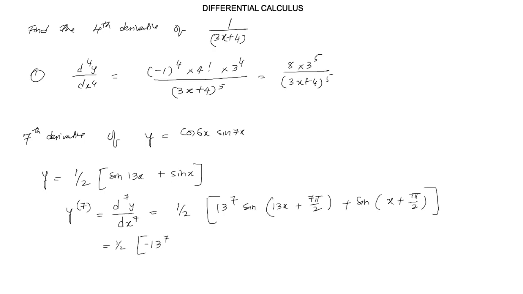After simplifying, this is 1 by 2 times minus 13 power 7 sine of pi by 2 minus 13x, minus cos x. Or this would be equal to 1 by 2 times minus 13 to the power of 7 cos 13x minus cos x.